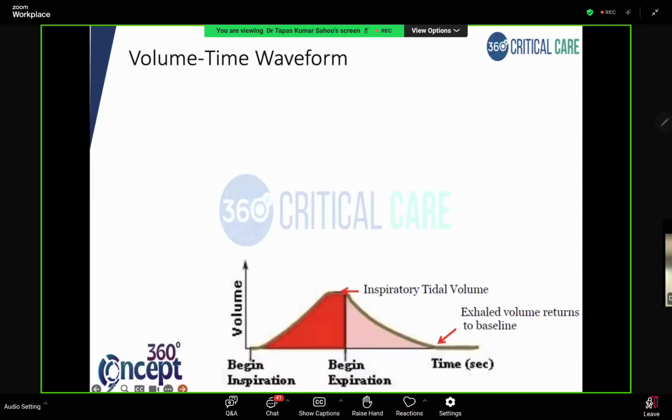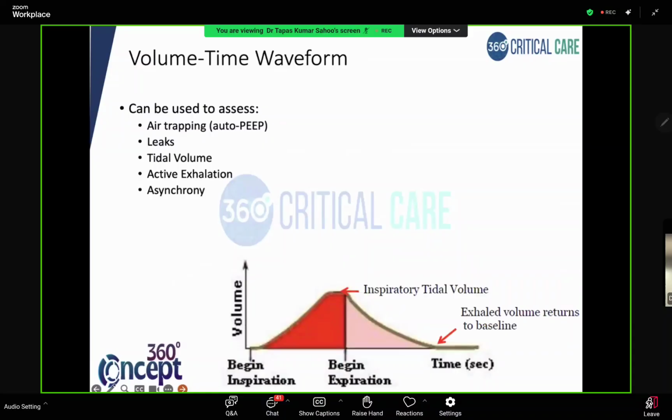Now coming to the volume time waveform, what is its utility? This can be used to assess air trapping, again auto PEEP, and leaks, which is most important here, knowing the tidal volume, and asynchrony. Now you can see the inspired tidal volume is the maximum here. You are inspiring here, reaching here, the maximum inspired tidal volume. Here you begin the expiration, and the exhaled volume is now returning to the baseline. So this is the volume time waveform.